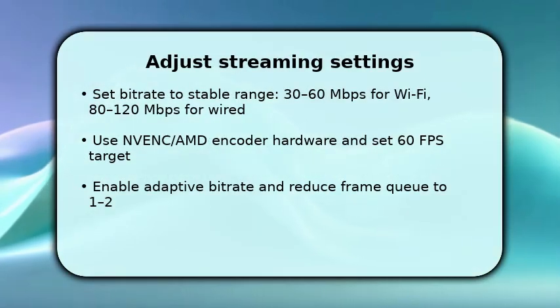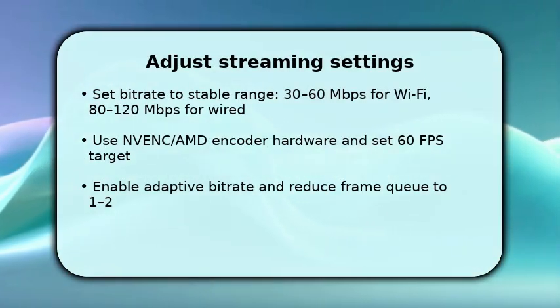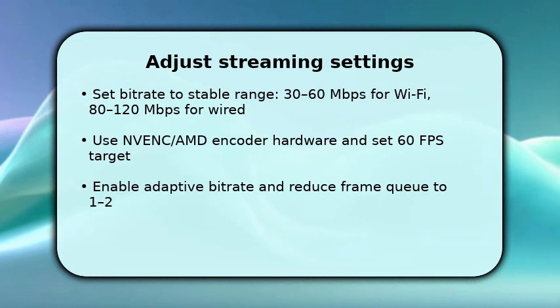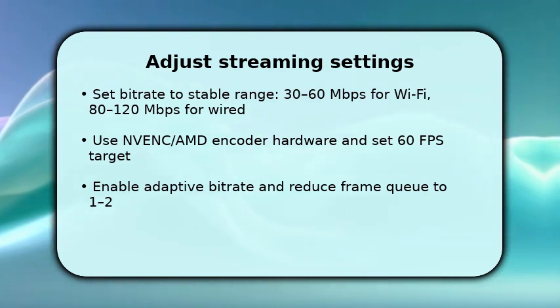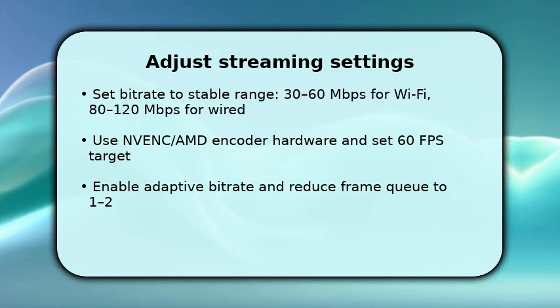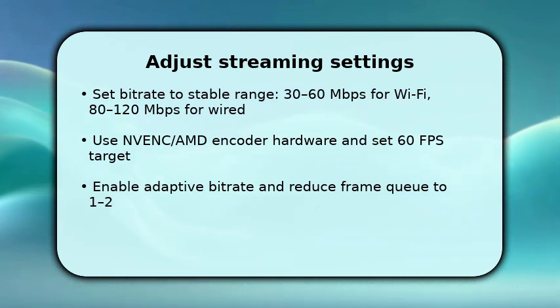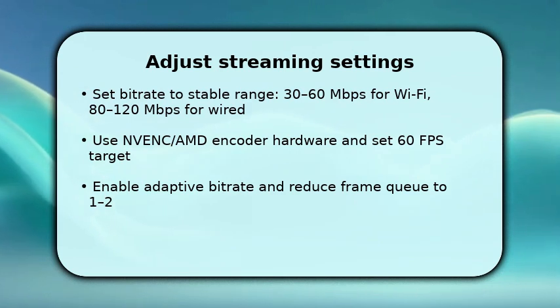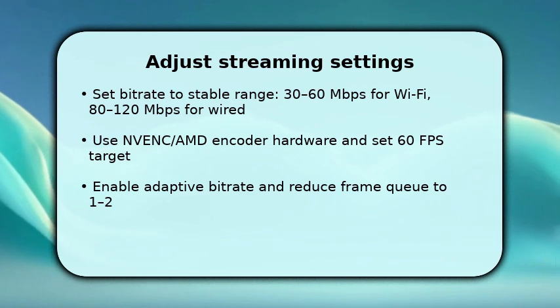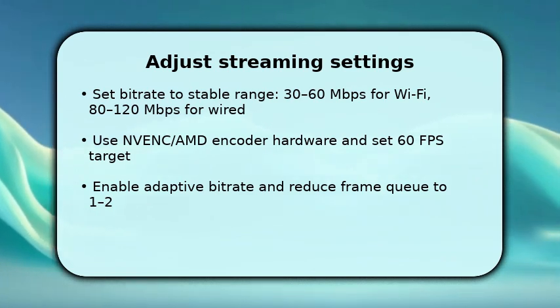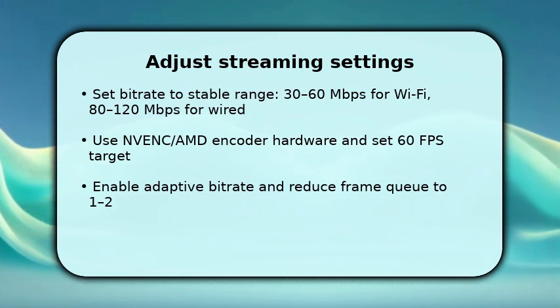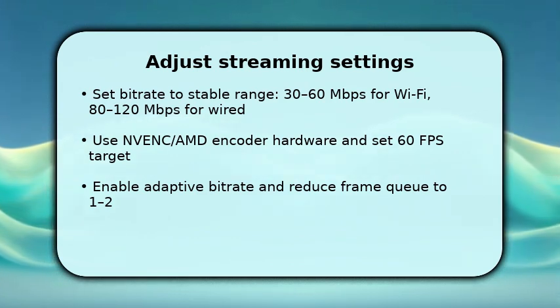Next, you dial in the streaming parameters that control frame delivery. Start by setting bitrate to a stable range, 30 to 60 Mbps on Wi-Fi, 80 to 120 Mbps on wired, since too low causes artifacts and too high drops frames. Then choose the hardware encoder like NVENC or AMD for lower CPU load and target 60 FPS to smooth motion. Once that's set, enable adaptive bitrate and reduce the frame queue to 1 or 2 frames to minimize buffering-induced stutter.